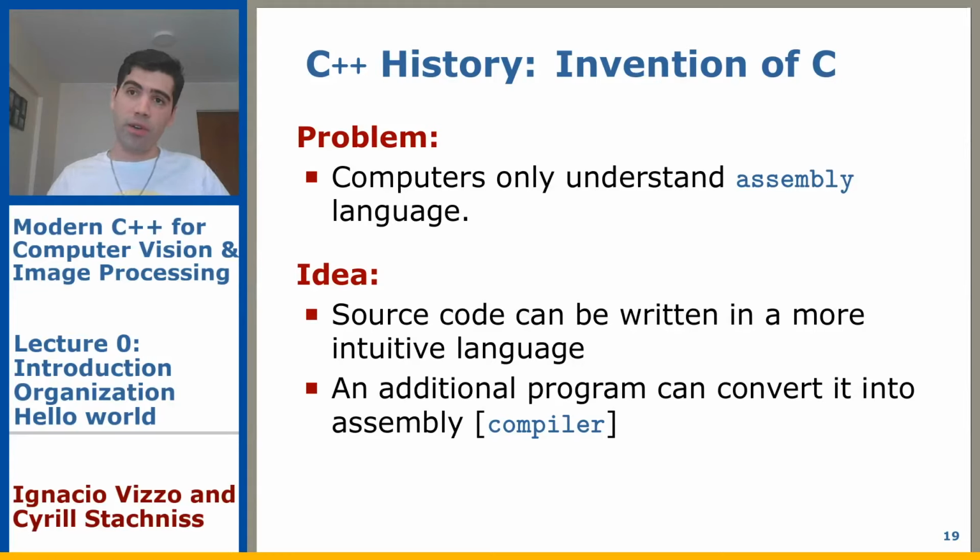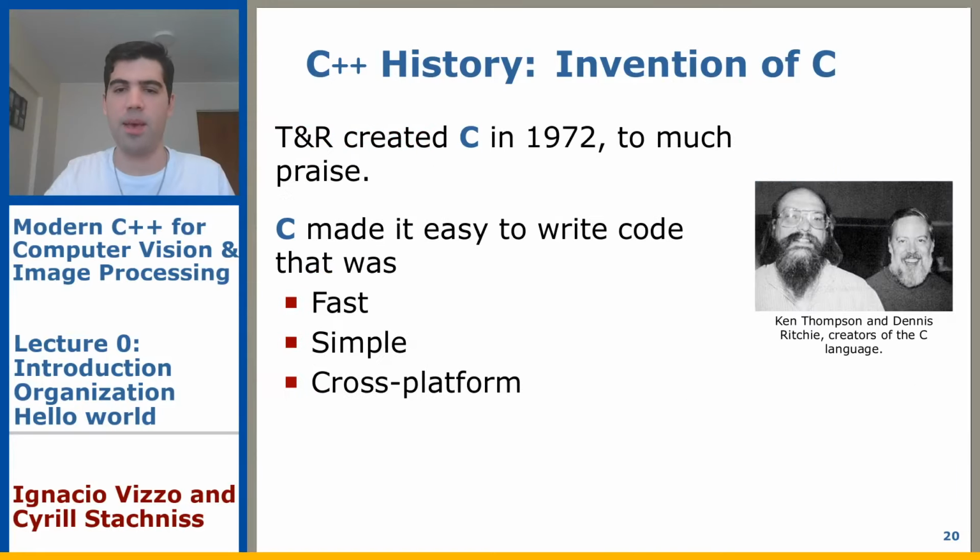And then they say, okay, computers will only understand assembly. This is actually not extremely true. Computers only understand binary code, but assembly is really easy to translate to binary code. The idea is, why don't we write code in a more intuitive language, and then add an additional program, which we call the compiler, that transforms this source code in the high-level language to assembly language. And that's how they came up with C.